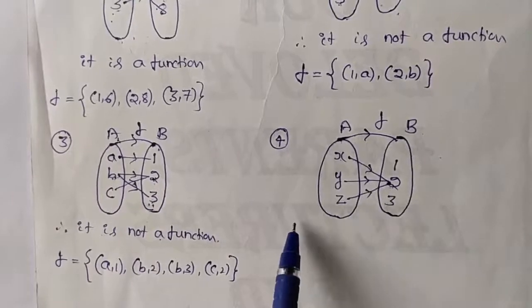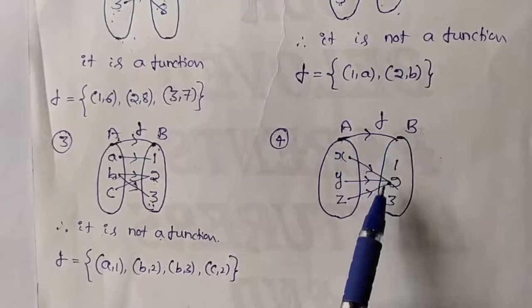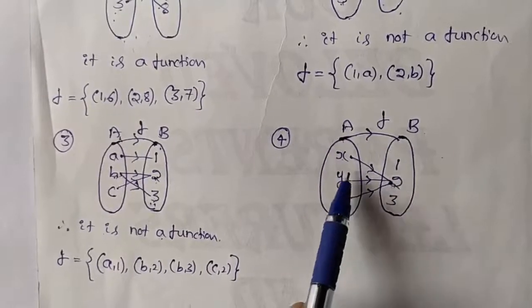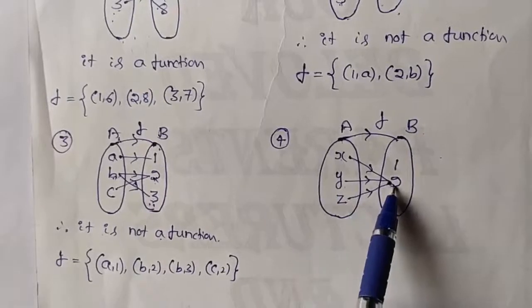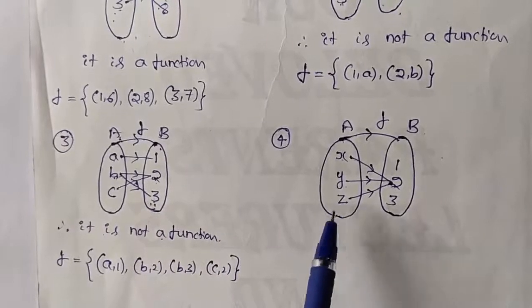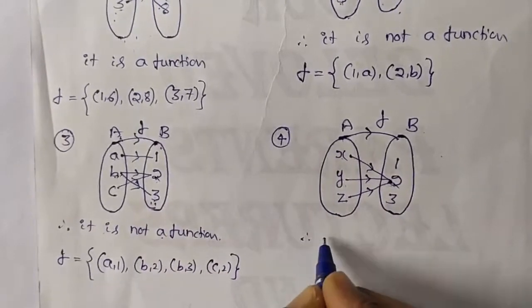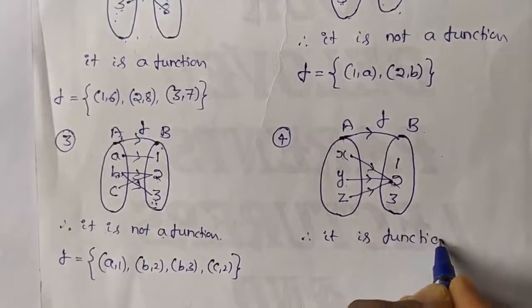Is this a function? Every element in the set A has one and only one image in the set B. X has only one image 2, Y has only one image 2, Z has only one image 2. Therefore, is this a function? Yes, it is a function.